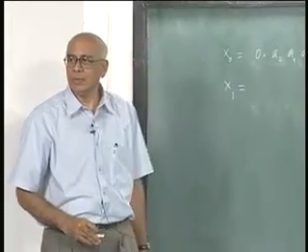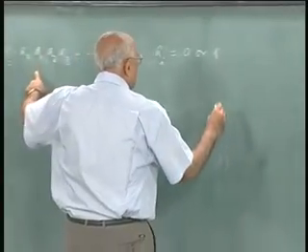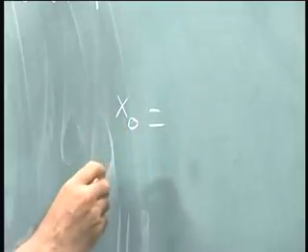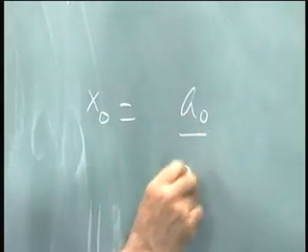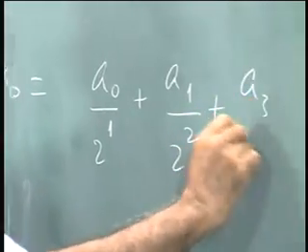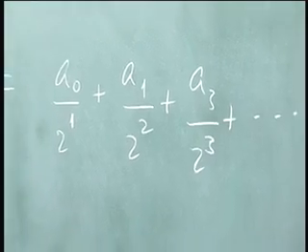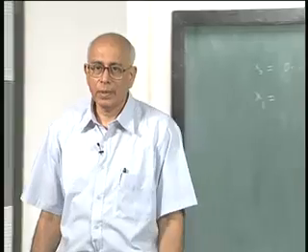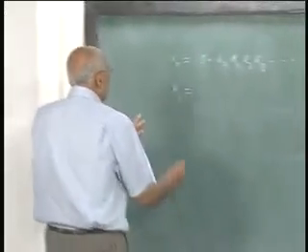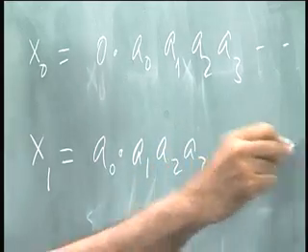What is x1 equal to? Yeah, what happens here is that this stands for x0 is numerically equal to A0 divided by 2 to the power 1 plus A1 divided by 2 squared. That is what this binary decimal, if you like, stands for, right. Now I multiply by 2, then all that happens is everything shifts, and then this is equal to A0 dot A1, A2, A3 dot dot.